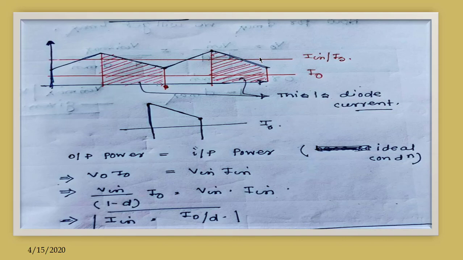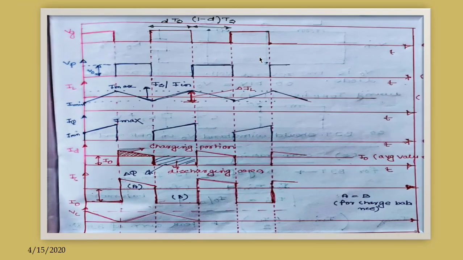So what is my peak current which is flowing across this? Imax. In case of BJT and diode, it is I in plus delta IL by 2, because this whole is delta IL. So this will decide the current rating for both the BJT and the diode.